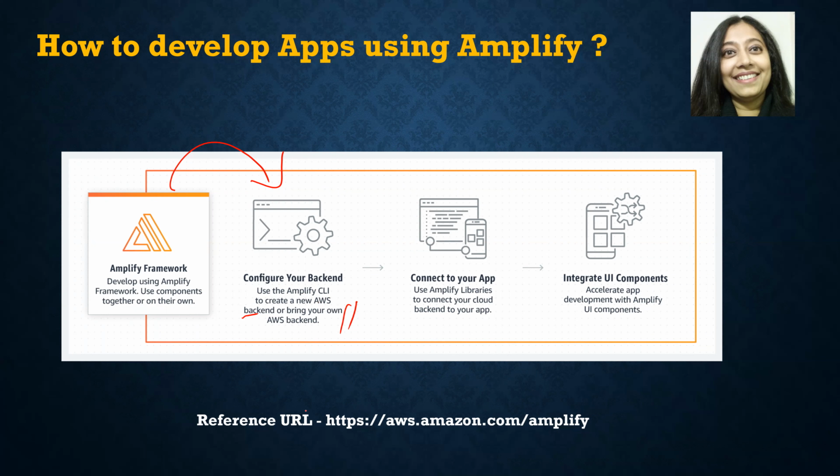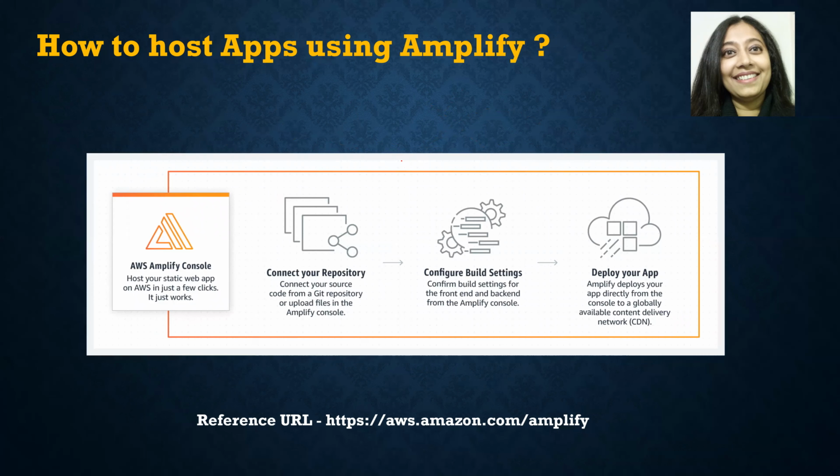Once your AWS Amplify backend is provisioned or available or configured, you need to connect it to your app using the Amplify libraries. And finally, you need to integrate it with your UI components. So if you see, it's the whole package, right? Your backend, your front end, and a connection in between. It's pretty straightforward.